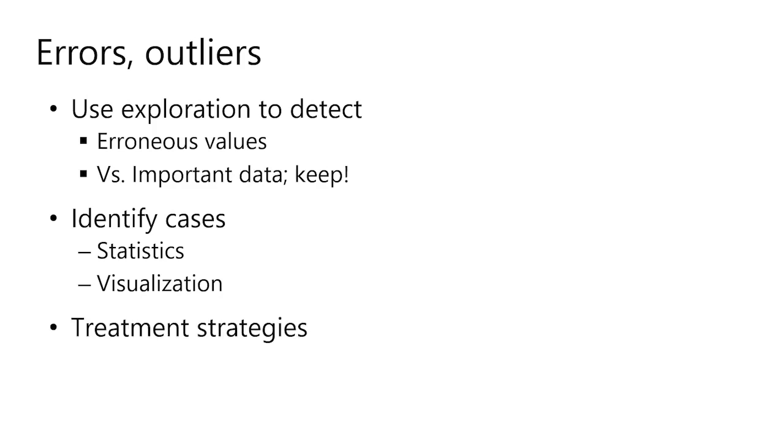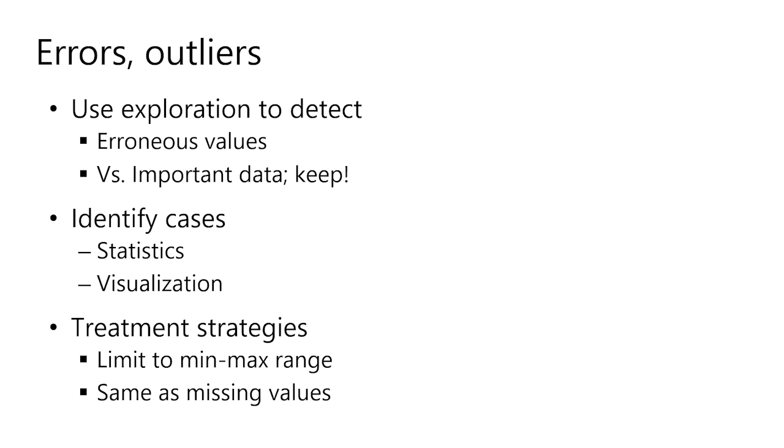And let's say you've hunted down some cases that you truly believe are errors and you want to treat them. So what can you do? Well, one thing you could do is set a max and min range of credible values and just limit to that. You could use one of the missing value strategies. You could, like, replace with the median or the mean or something like that.